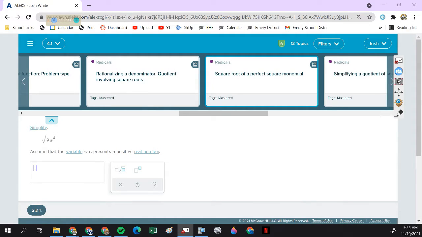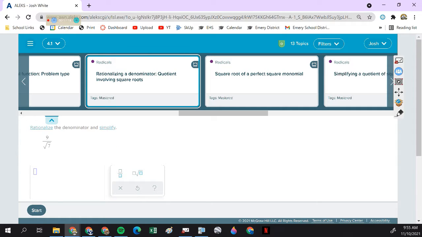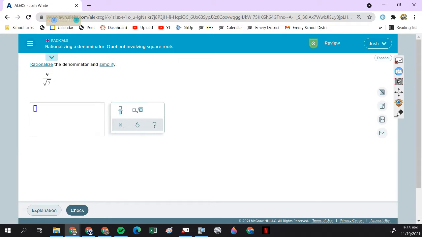Okay. Here's the tricky problem. Oh, good job. So, one of the rules of square roots is do not leave a square root in the denominator. Yeah, that's one of the rules we have agreed upon.